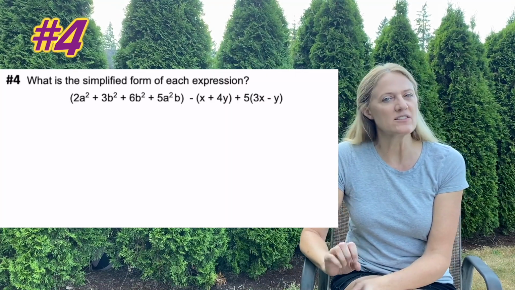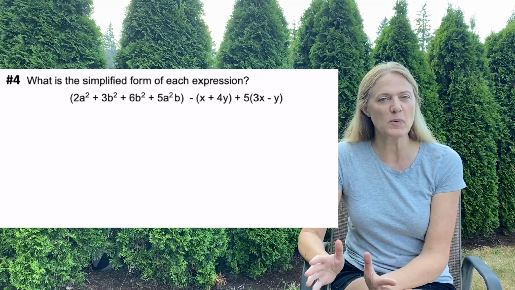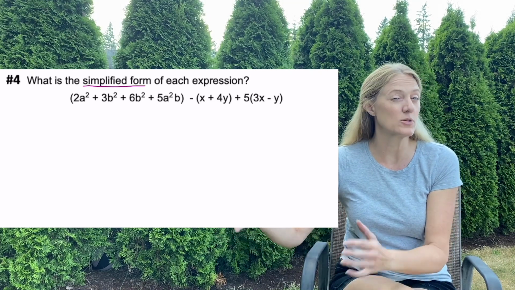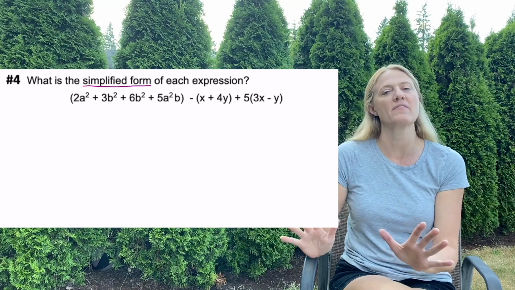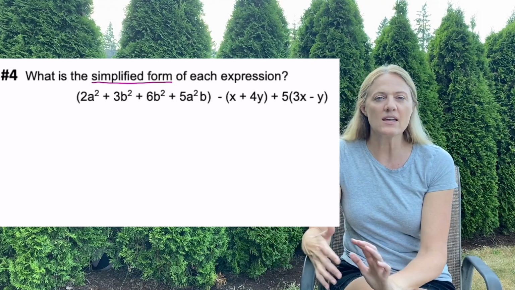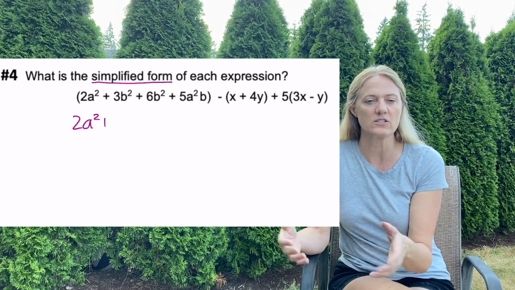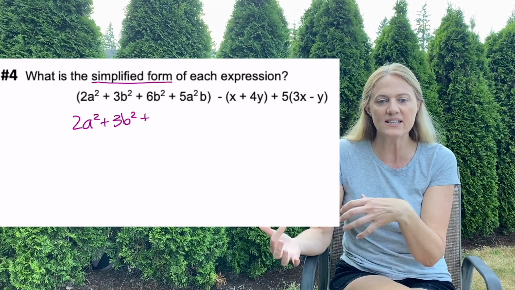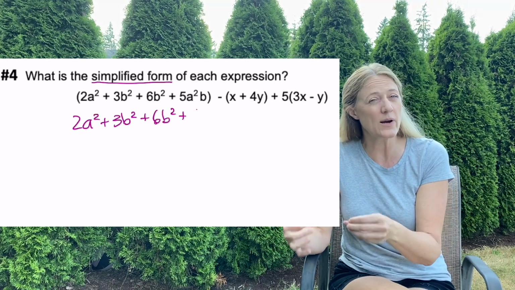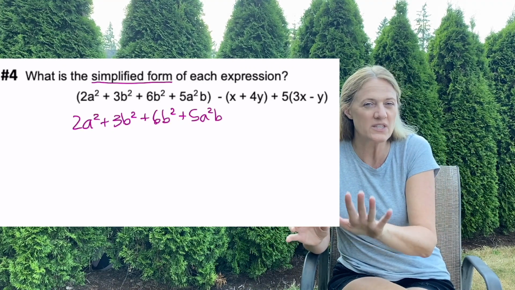All right, here we have a big expression. We want to simplify it so it's more understandable. It's just an expression because it doesn't have like equals 5, so it's not an equation. So all we can do is simplify. We look at that first parentheses and we're just going to keep everything right there. So 2a squared plus 3b squared plus 6b squared plus 5a squared b. Now I realize there's some like terms there, I'm going to get to them.